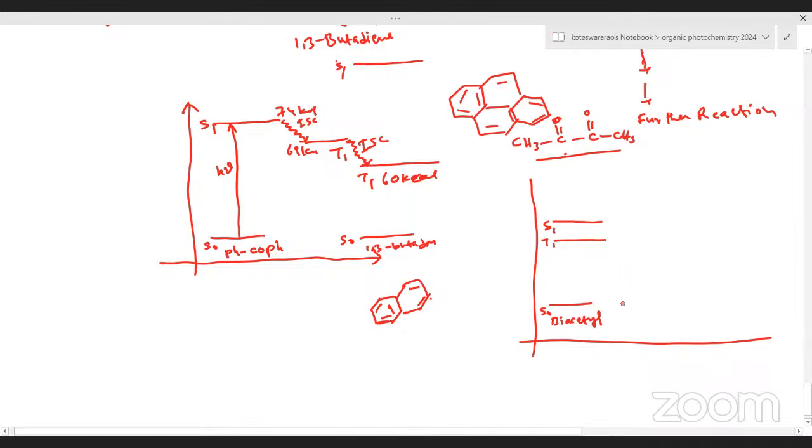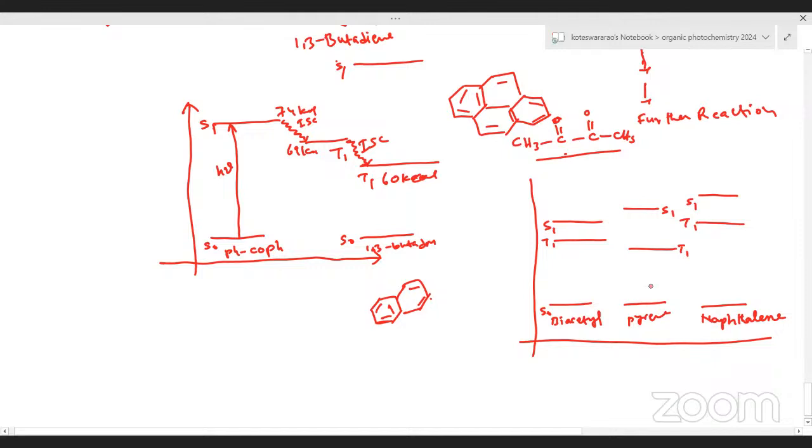Next, you take the pyrene, and the corresponding S1 state is like this, somewhat above the biacetyl S1, higher energy than the biacetyl, and you take the T1 state somewhat in the area like this. Next, naphthalene. The first excited state is like this, S1, and the T1 state is like this.